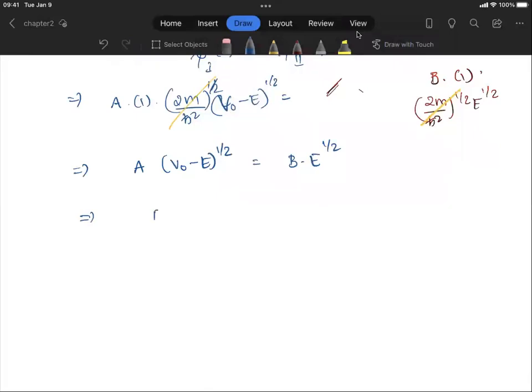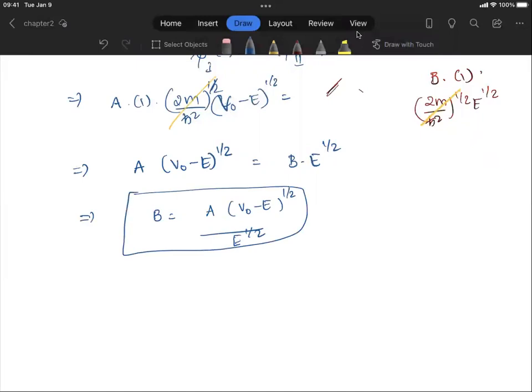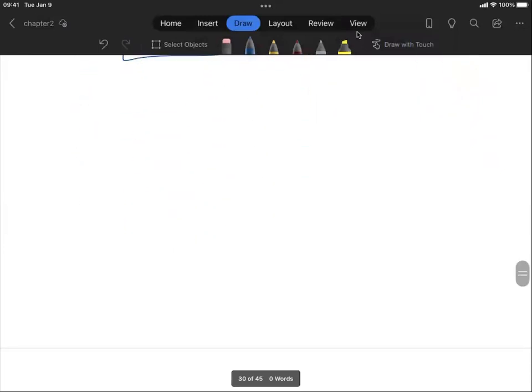Now, if I have to write b in terms of everything else, that's going to be a times v0 minus e to the power half divided by e to the power half. And this is exactly what we were supposed to verify, and we verified that. So this is the solution to part A.